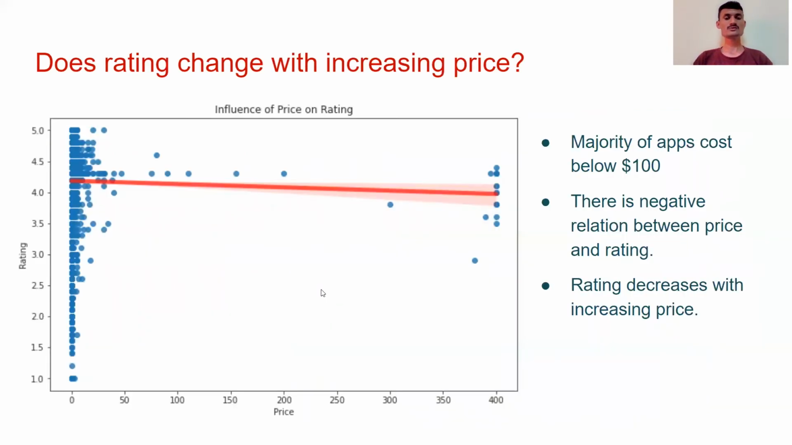This plot shows the relation between price and rating. We can see majority of the apps cost below 100 or above 300. There are very few apps which cost between them. This line shows us that there is a negative correlation between price and rating. We can say that there is a slight decrease in rating with increase in price.